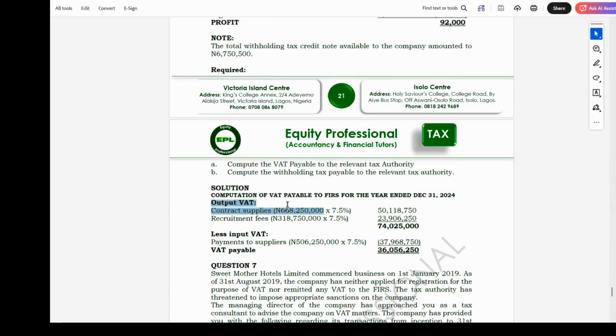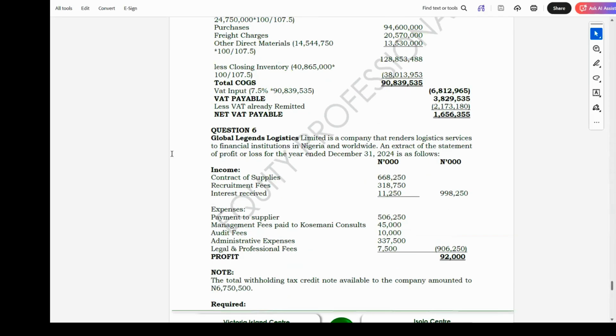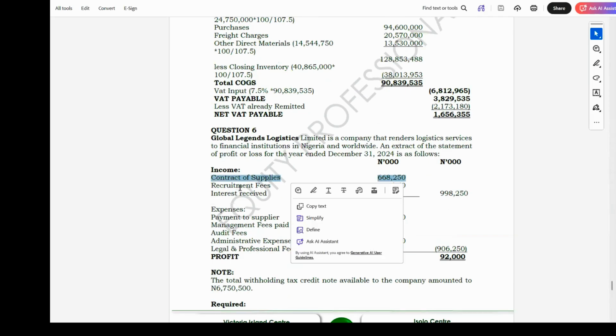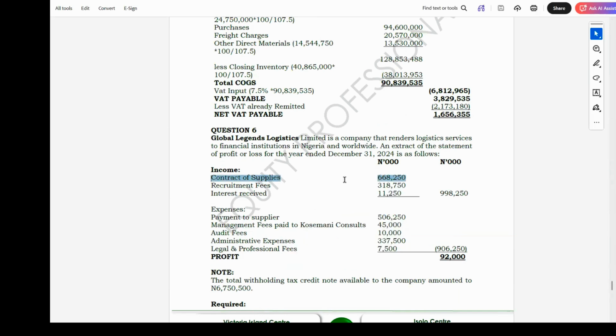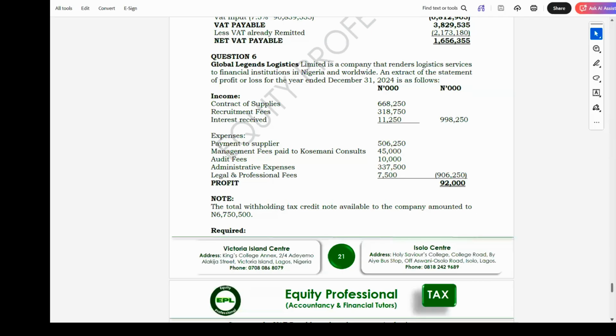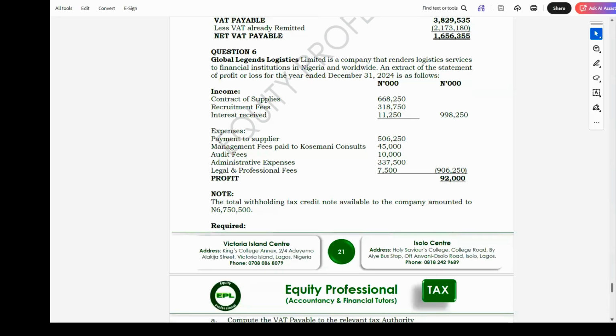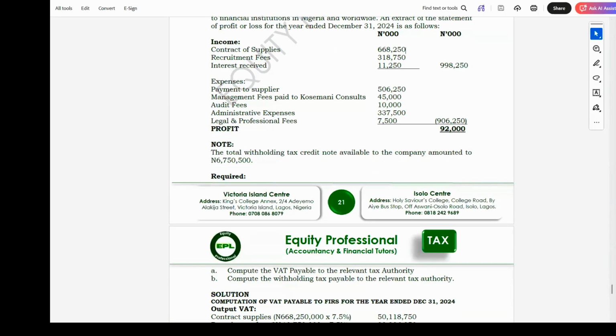Then we now have our output VAT. The income will give rise to the output VAT. Under the income, we have a contract of supply. So this company is rendering logistics services. This is their major service they are rendering, so it is going to be liable to value added tax. We are not told that it is VAT inclusive or exclusive, so we assume exclusive. Contracts of supply, 668,250, will give rise to output VAT: 250 times 7.5%.